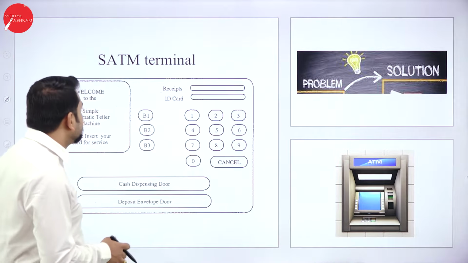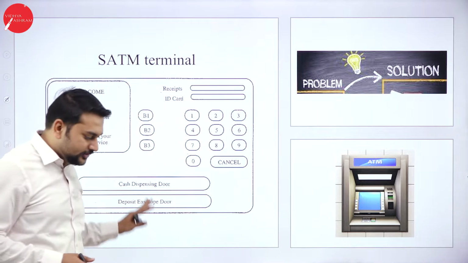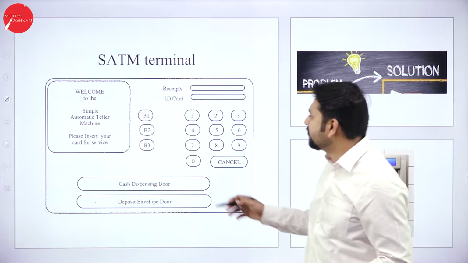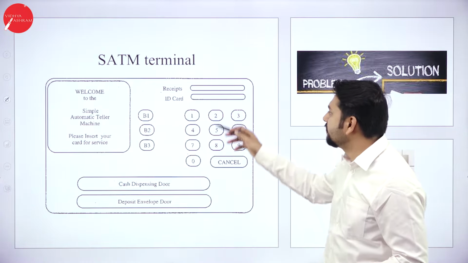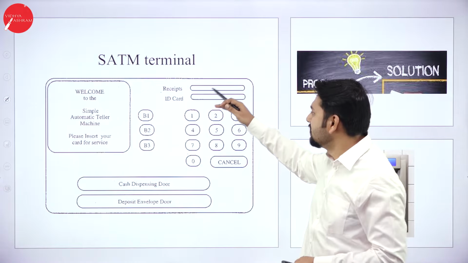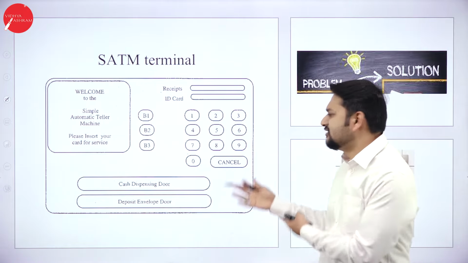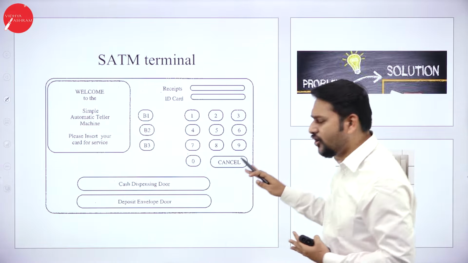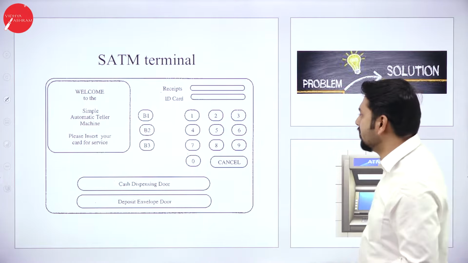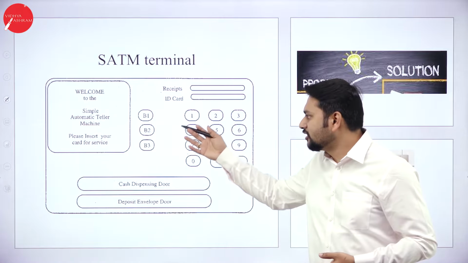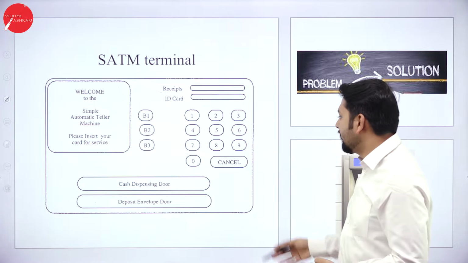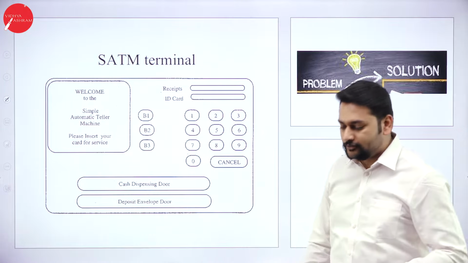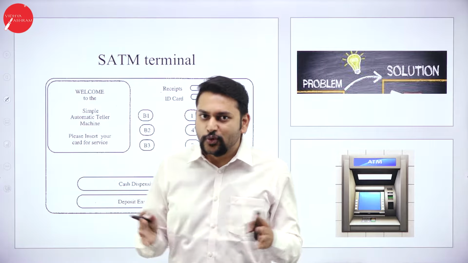So guys, this is the terminal that you will get with the automated teller machine. You have the welcome screen, the receipt generating space, and where you insert the ID cards. Let's understand the layout for basic information. This is where you enter the numbers, buttons 1, 2, 3, and then you have the cancel button. Also you have the cash dispenser and deposit envelope door. So this is what you all know.